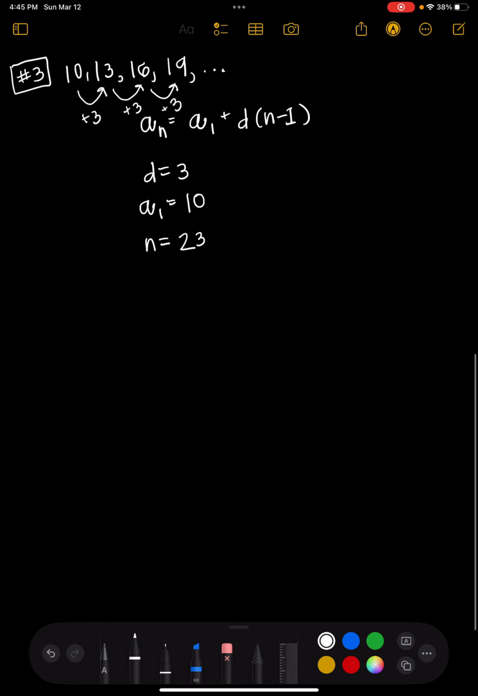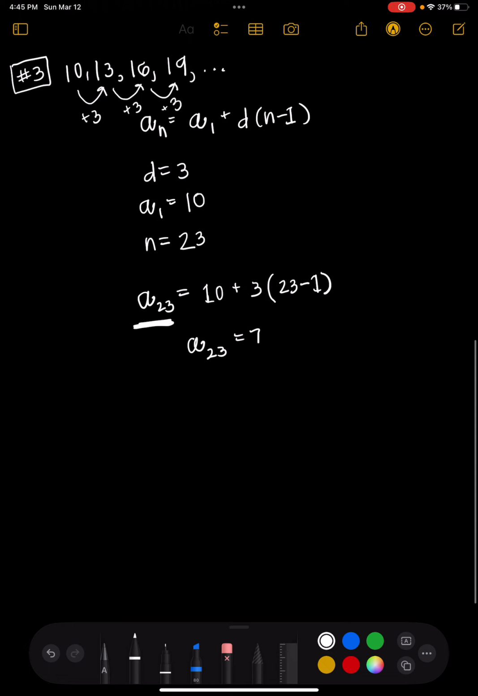Okay, so now I'm going to plug all of that information into my formula, which would give me a sub 23, because remember our n is 23, so this part is telling me I'm going to find the 23rd term, which is what I want, is equal to a sub 1. Well, we know that's 10 plus my d, which is 3, and then in parentheses n minus 1, which gives me 23 minus 1. And now from there, I can just plug that into a calculator. So 10 plus 3 times 23 minus 1 gives me 76. So the 23rd term in this sequence is 76.